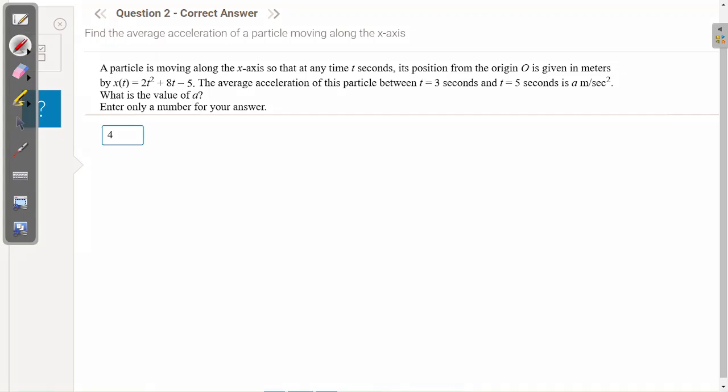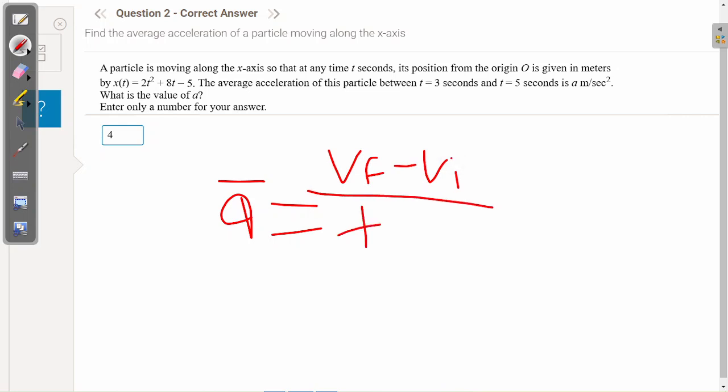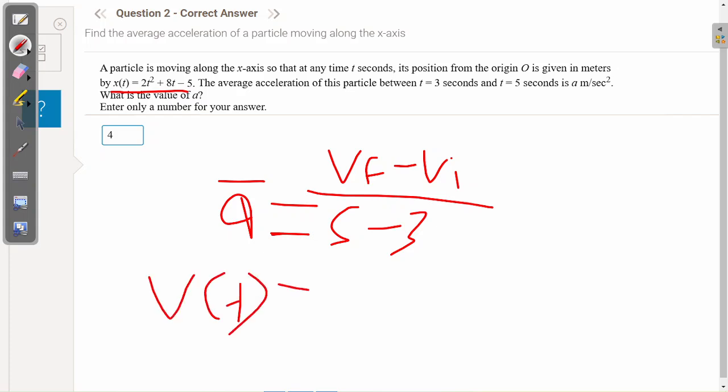Okay, for the average acceleration, the rule is v final minus v initial over t final minus t initial. We have the time, it's 5 and 3, so 5 minus 3. Now to get the velocity, they gave you an x(t) function, the displacement. So to get the velocity, you derive it. So v(t) equals 4t, you bring the 2 down, plus 8, then negative 5 is a constant, so it will become 0, so 4t plus 8.